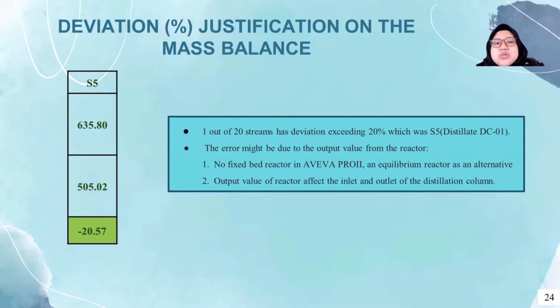So the error might be due to the output value from the reactor. Actually, the reactor that was supposed to be used was a fixed bed reactor, but there was no fixed bed reactor in AVEVA Pro 2, so we decided to use an equilibrium reactor as an alternative to replace it. The reactor outlet and the outlet of distillation column 1, including the mass balance calculation, were affected by this problem.